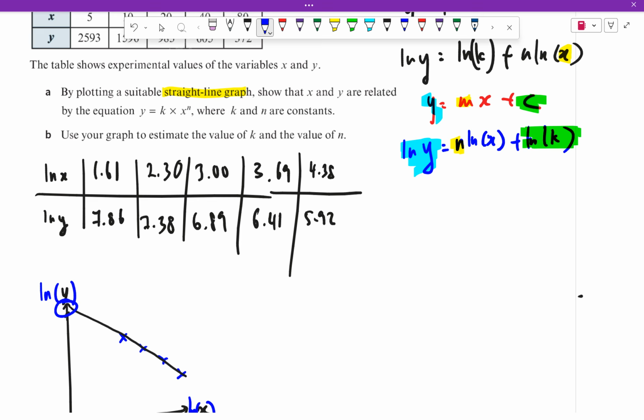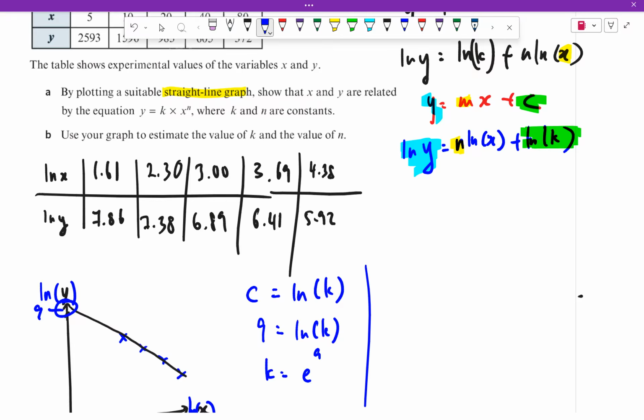Okay? So with the y-intercept, it's approximately at 9. So that means c equals ln of k, right? So that also means 9 equals ln of k. So that means k equals e to the power of 9. Alright. But what about n?